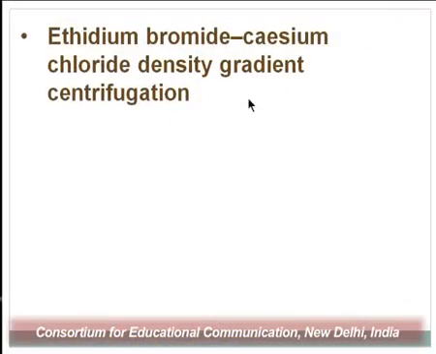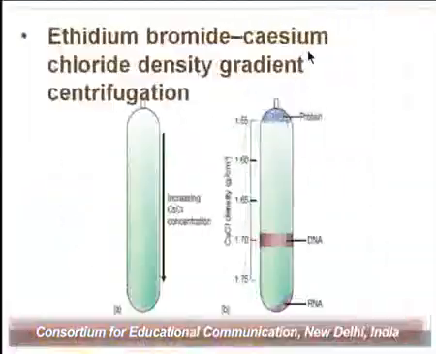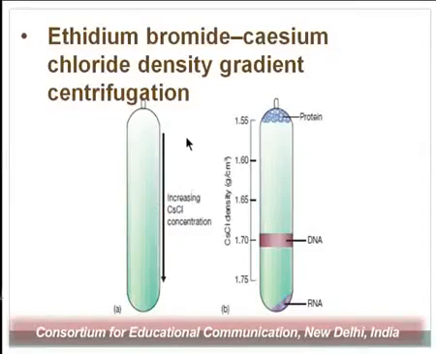Another method which is used for highly purified and large quantities of plasmid DNA is called ethidium bromide cesium chloride density gradient centrifugation. This is based upon density gradient centrifugation. What happens is that when you centrifuge, the compound which you have added into a column will form a gradient. In this case cesium chloride is used, and there will be a gradient of different concentrations based upon the specific gravity.